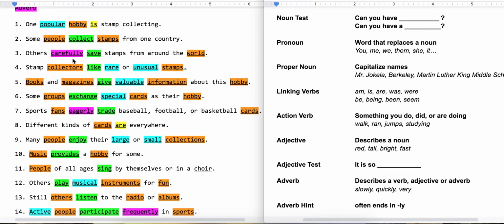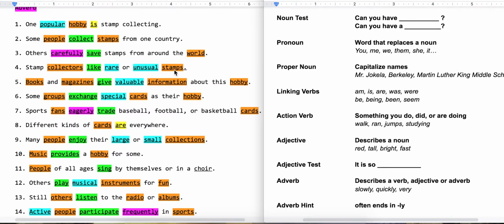Save is something you do, and then world is a place. Can you have a world? Yes, our galaxy has a world. All right, collectors are people, so that's a noun. Can you have collectors? Yes. Like is a verb. Is that something you do? Do you like things? Yes.